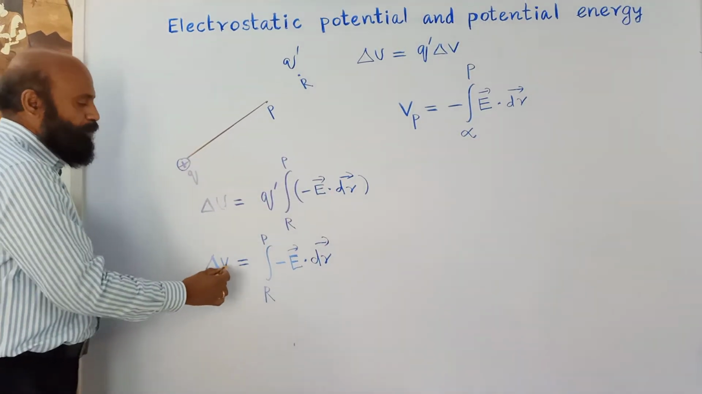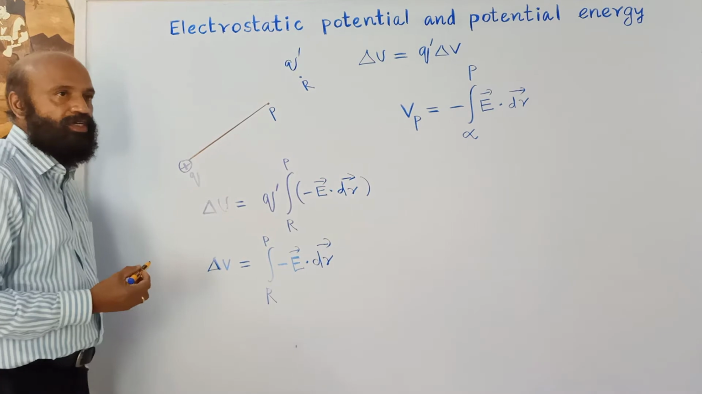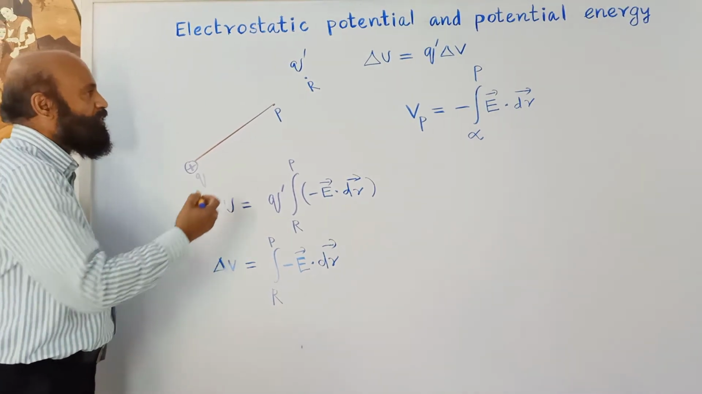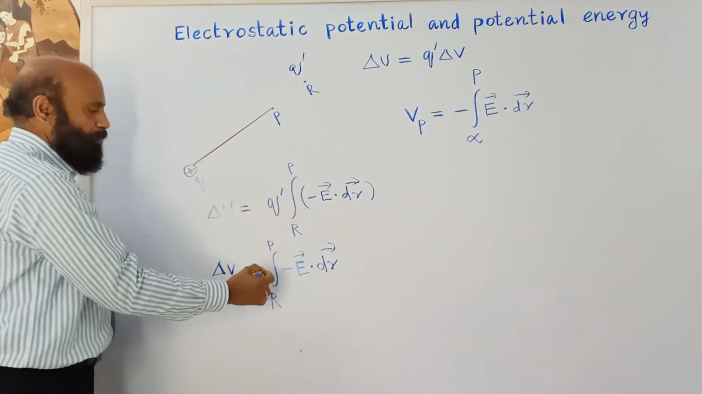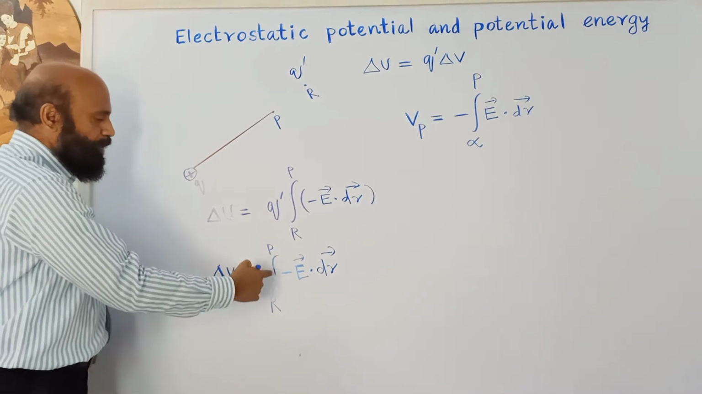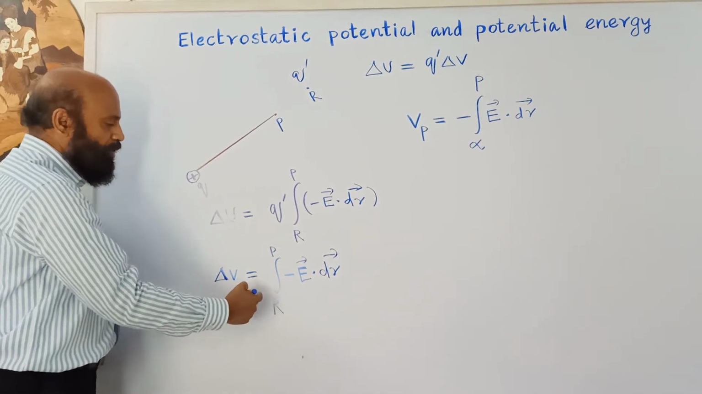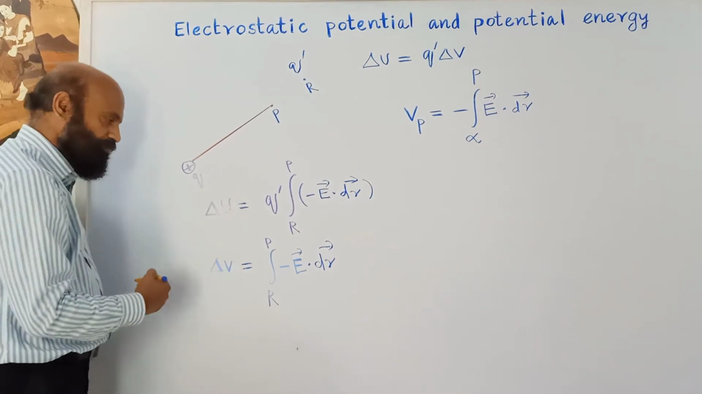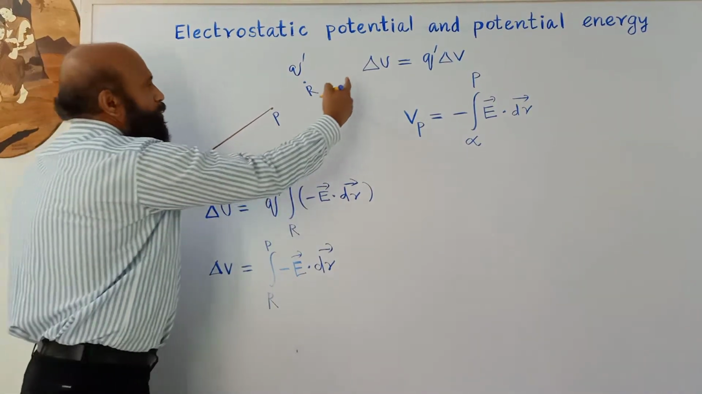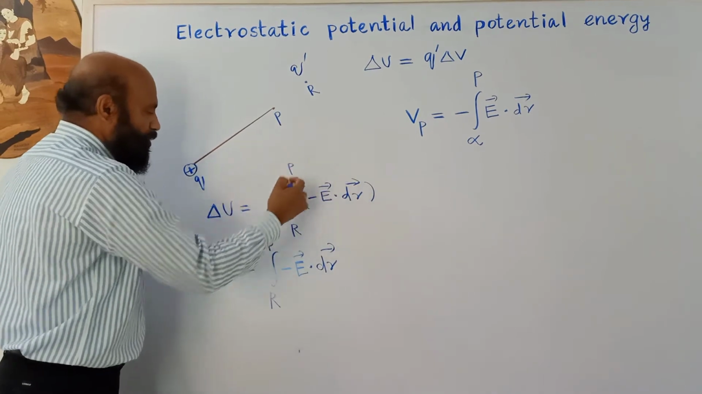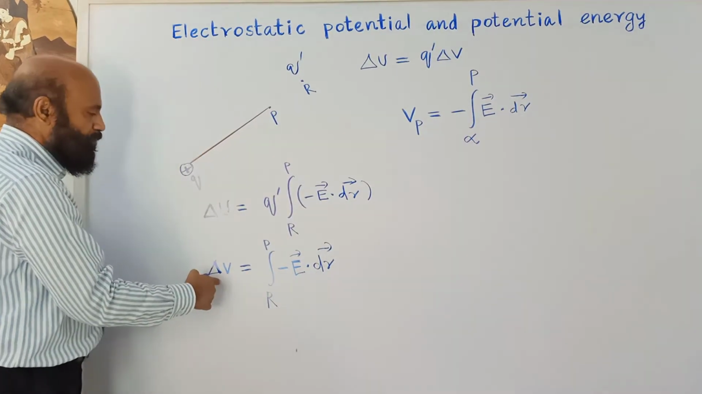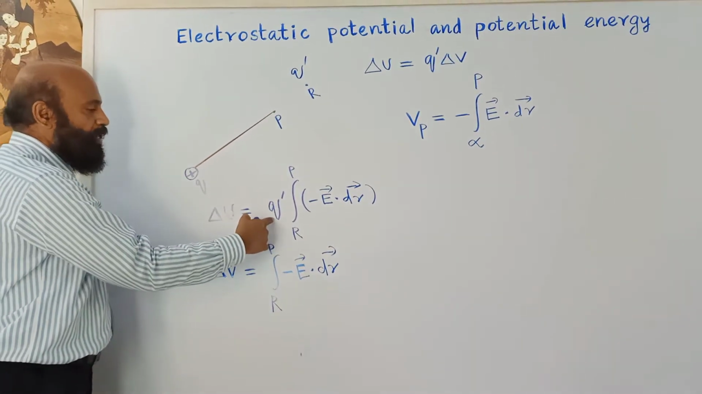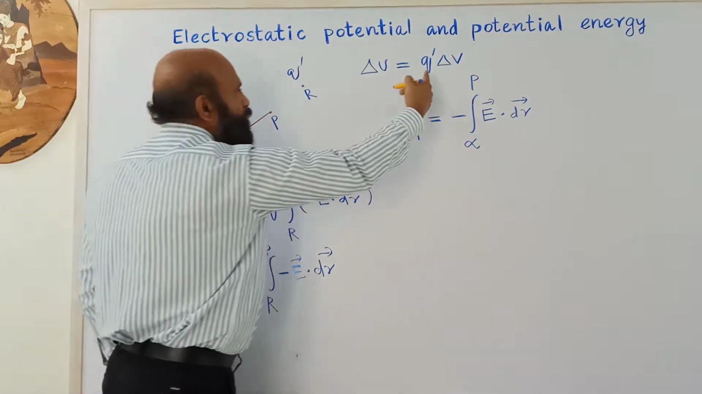Potential difference between the 2 points is the amount of work done for taking a unit charge from one point to the other point. So this expression is divided by Q dash, you are getting this. So this is the potential energy difference, this is the potential difference. Then for this we can substitute delta V. So delta U can be written as Q dash into delta V.